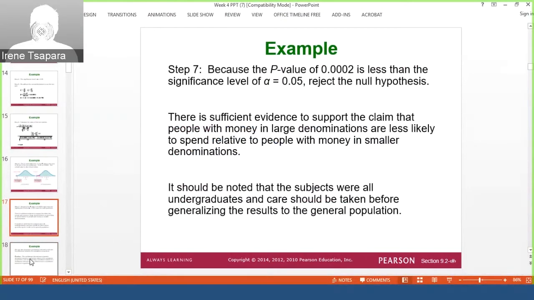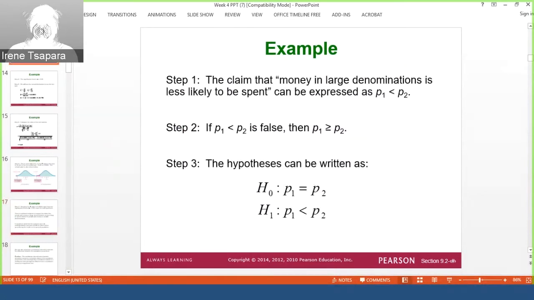So after we reject the null hypothesis, what do we need to do? We need to go back and find out what's the relation between the null hypothesis and the claim. If you remember what we had before, the claim was that p1 is less than p2. So the claim is the alternative hypothesis.